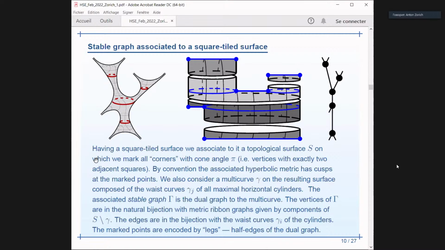Sorry, just to be sure. On the left picture, you have horizontal circles. Yes, red. Yes, I have 4. You have 4 circles. Whether there are horizontal geodesics in your hyperbolic metric, or you do not assume that?